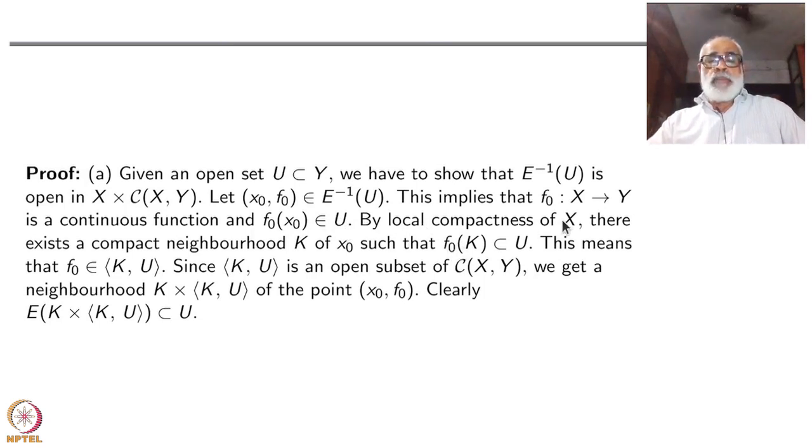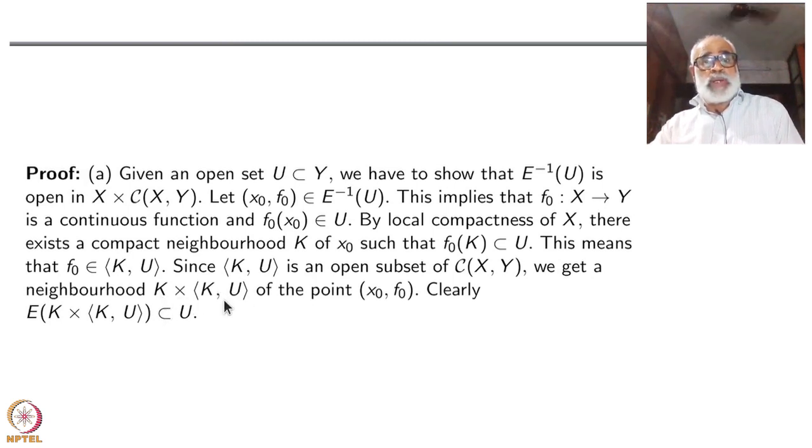Now use local compactness of X. You can find a compact neighborhood K of x0, which just means an open subset whose closure is K and that K is compact, such that f0 of K is contained inside U. Continuity will give you some neighborhood, but inside that neighborhood we can take a compact neighborhood because of local compactness. So both of them are combined here. This means that f0 is in this bracket (K,U).